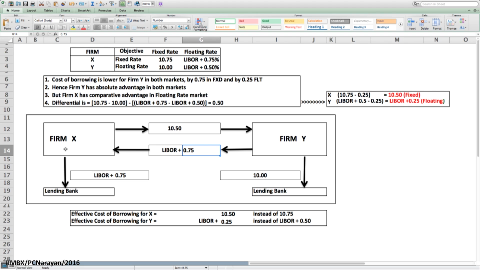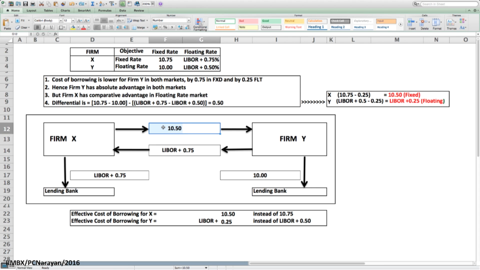Now let's see how this arithmetic works out. If you look at firm X, firm X is receiving LIBOR plus 0.75 from firm Y, and it's paying that to the lending bank. So it's not out of the money there, the two are equal, and it is paying 10.5% to firm Y.